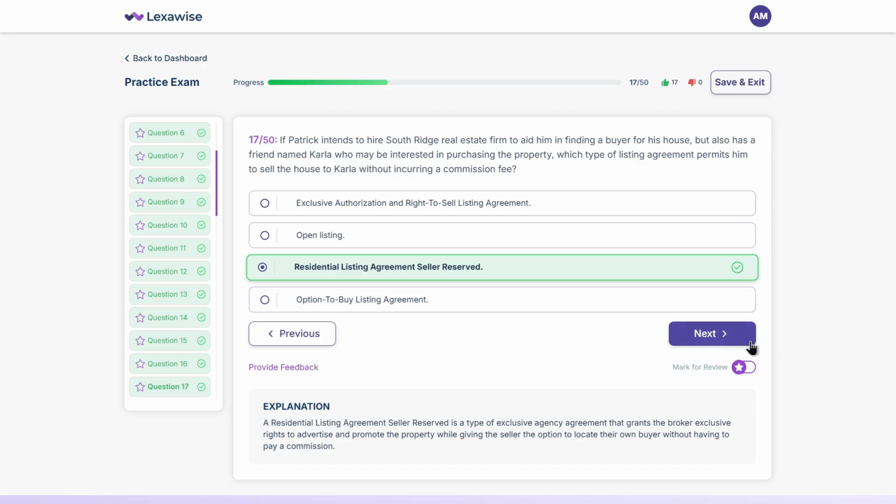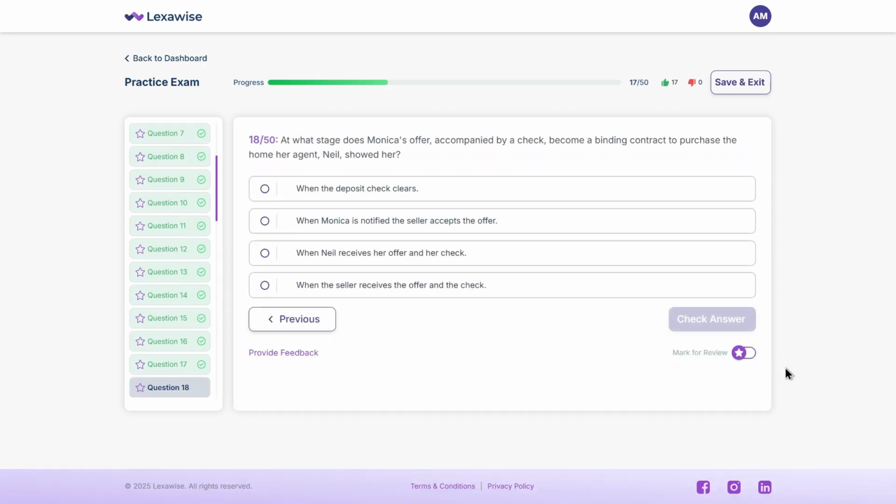Here's one more. At what stage does Monica's offer, accompanied by a check, become a binding contract to purchase the home her agent, Neil, showed her? A. When the deposit check clears. B. When Monica is notified the seller accepts the offer. C. When Neil receives her offer and her check. D. When the seller receives the offer and the check. Think it through.